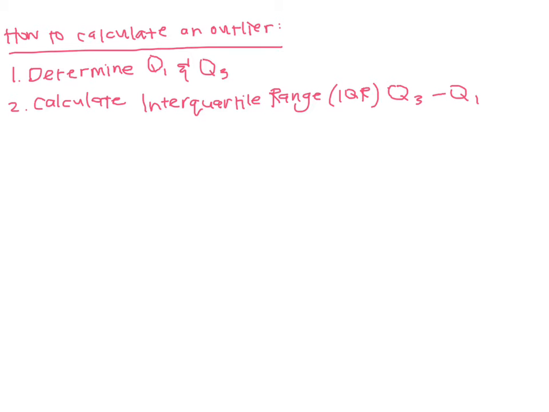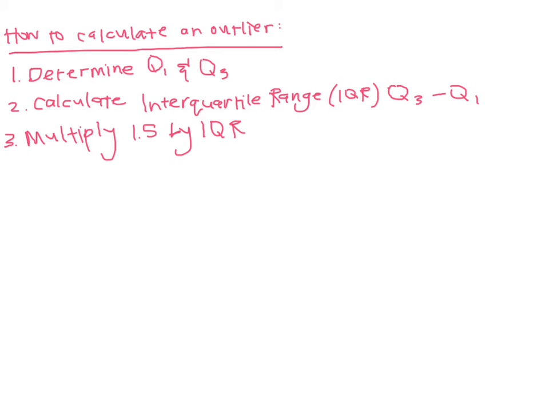Once we found the interquartile range, we need to multiply 1.5 by the IQR, or the interquartile range. This is going to tell you the expected spread of values. So it will tell you how high up the values can go above the median, and it will tell you how low down the values can go.